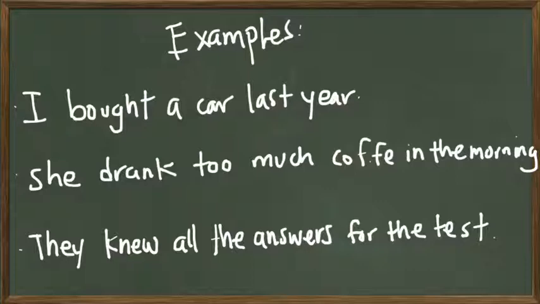Examples with irregular verbs in past. Number 1, I bought a car last year. In this case, pronunciation is not a problem because the difference between buy and bought is very big. Now, number 2, she drank too much coffee in the morning. We notice that only one letter changes, but it's pretty clear that it's a verb in past.